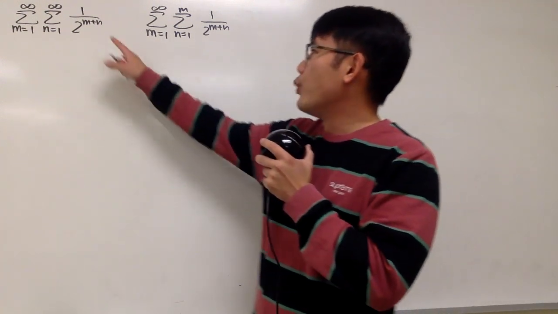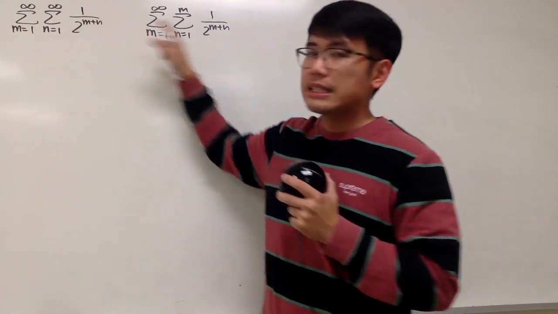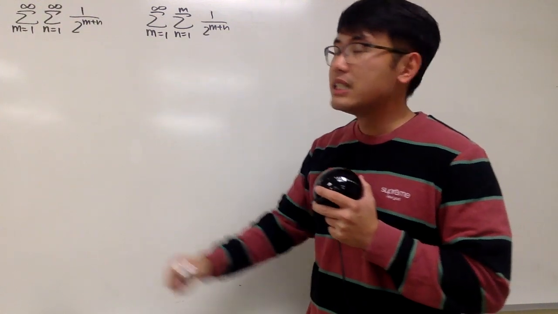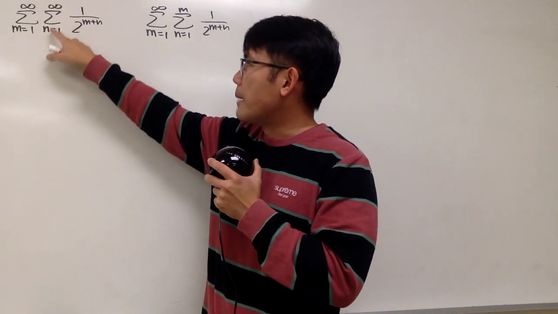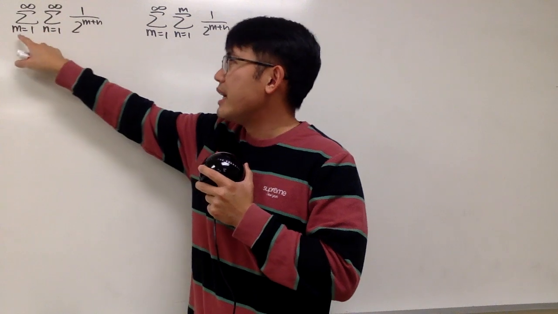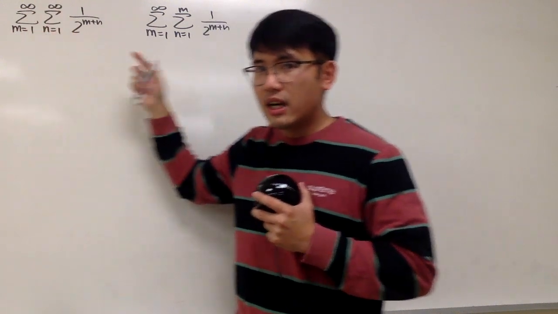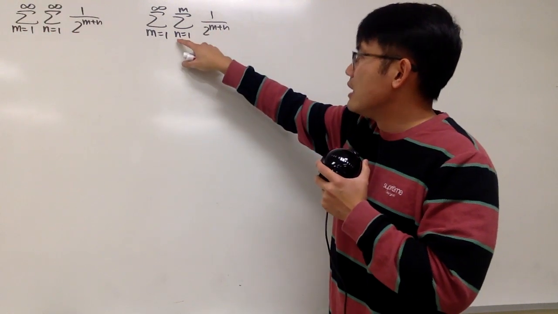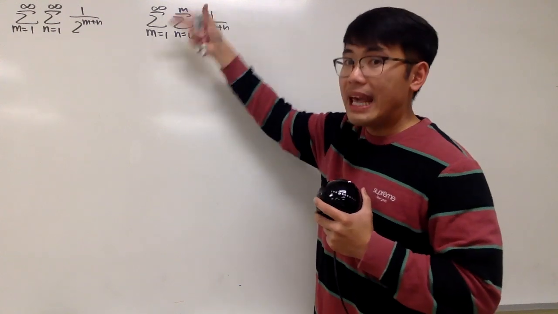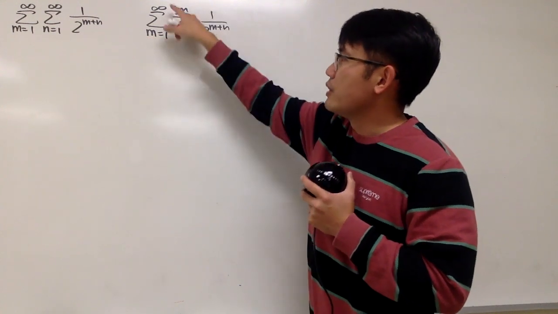Anyway, as we can see, we have 1 over 2 to the m plus n's power in both of them. But for the first one, we have the sum as n goes from 1 to infinity, and then m goes from 1 to infinity. However, here we have the sum as n goes from 1 to m, and then m goes from 1 to infinity.